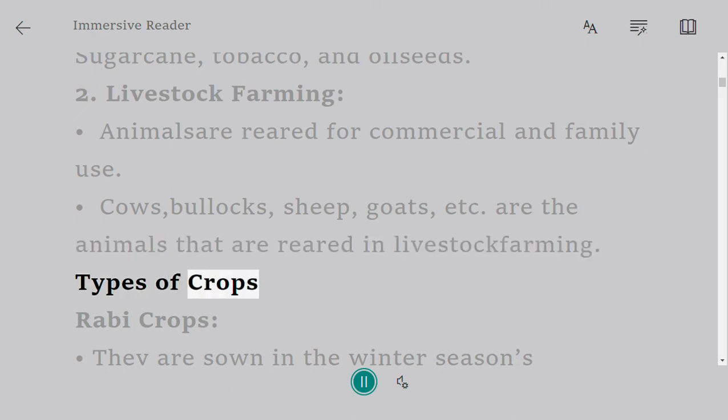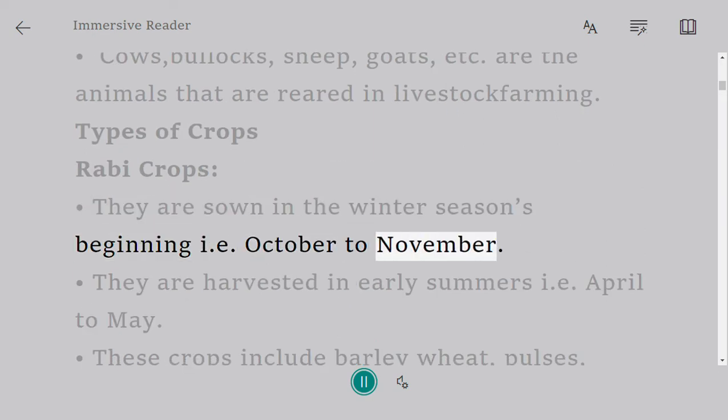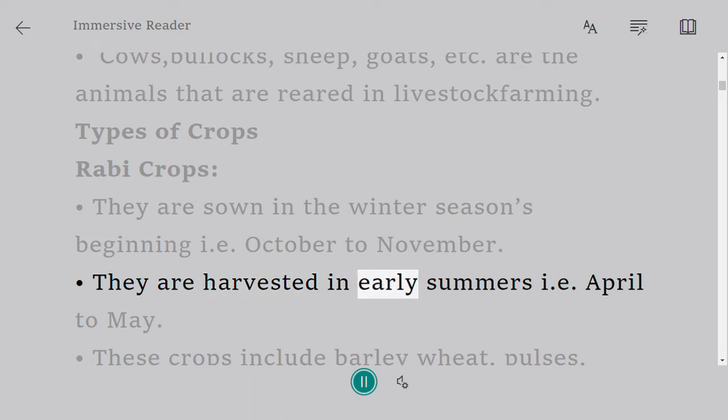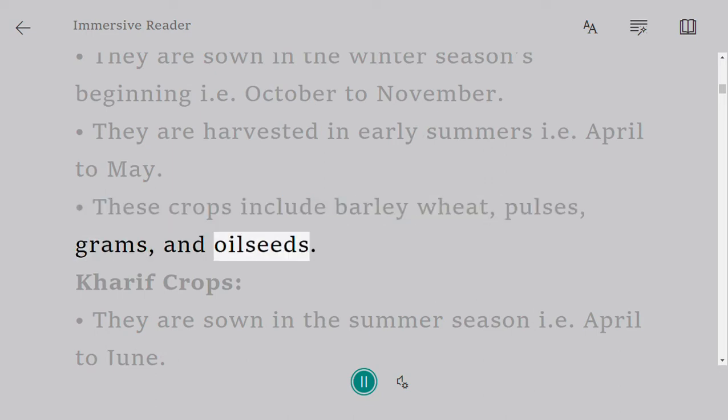Types of crops. Rabi crops. They are sown in the winter season's beginning, i.e., October to November. They are harvested in early summer, i.e., April to May. These crops include barley, wheat, pulses, grams, and oilseeds.